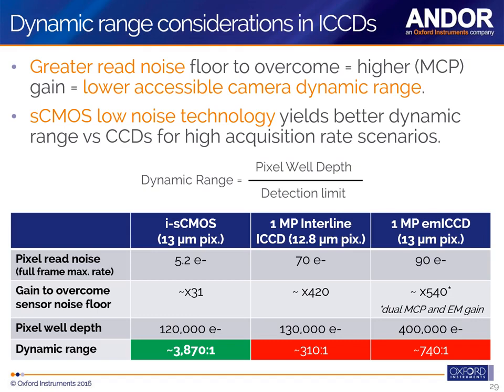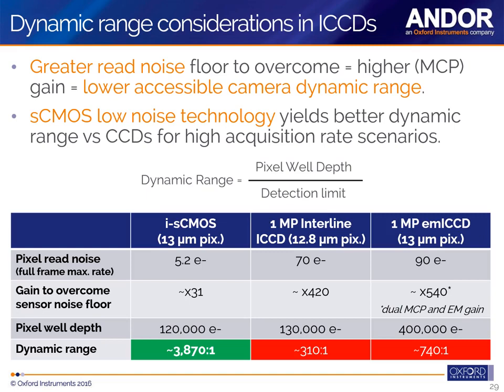Let's talk about dynamic range now. When it comes to ICCDs and overcoming the noise floor, the greater the read noise floor is, the higher the MCP gain has to be to overcome this noise floor. The higher the MCP gain, the lower the accessible dynamic range for the camera is. So in other words, if the read noise is very high, you need to apply higher MCP gain, and applying higher MCP gain will impact the dynamic range of an acquisition.